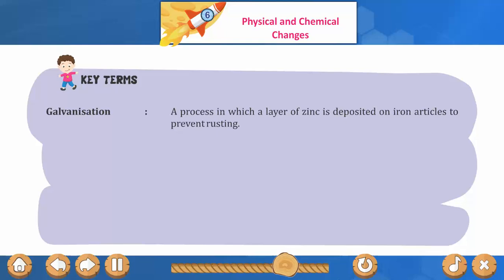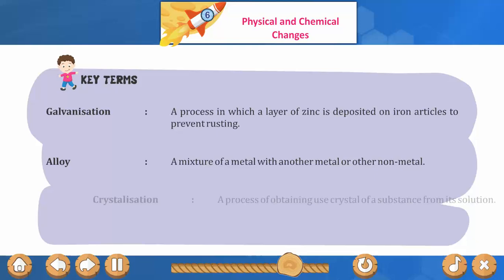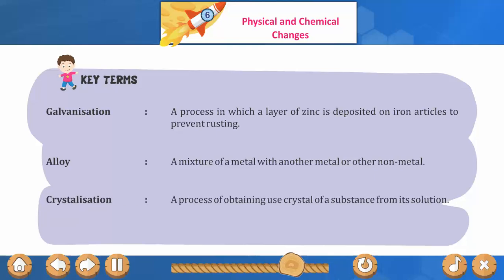Galvanization, a process in which a layer of zinc is deposited on iron articles to prevent rusting. Alloy, a mixture of a metal with another metal or other non-metal. Crystallization, a process of obtaining crystals of a substance from its solution.